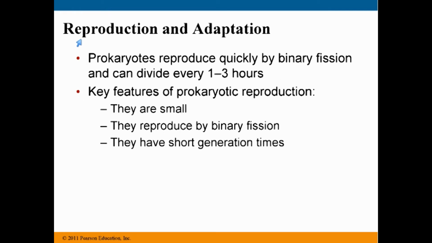Okay, so reproduction and adaptation. Prokaryotes reproduce by binary fission. They can divide every 1 to 3 hours, and in fact the fastest bacterium is going to divide about every 15 to 20 minutes. So that's pretty, wow, that's pretty fast. So some key features here of our prokaryotic reproduction. These guys are small, we know that already. They're going to reproduce by binary fission, and they have very short generation times. So they go from one generation to the next very quickly, and like we said here, every 1 to 3 hours.